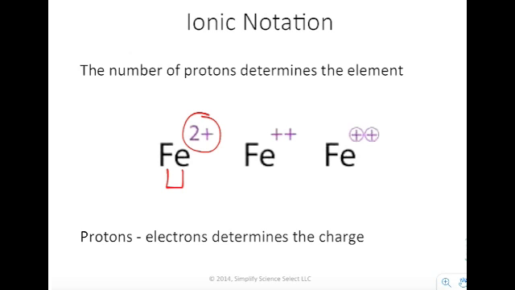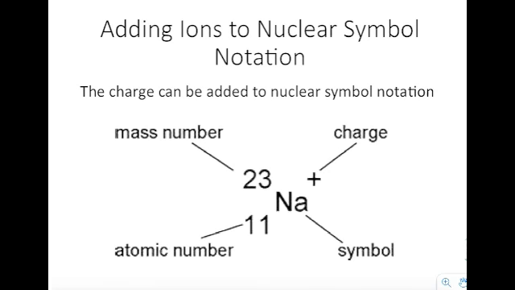So for example, what this is saying right here, and this is way more common than these two, is that there are 2 positive charges there. What this is saying is that there are 2 more positive charges than there are negative charges. So in other words, if you had a neutral atom, you took away 2 electrons. And when you take away 2 negative things, it becomes positive. You can also add ions to nuclear symbol notation, where you can just add the charge right there.